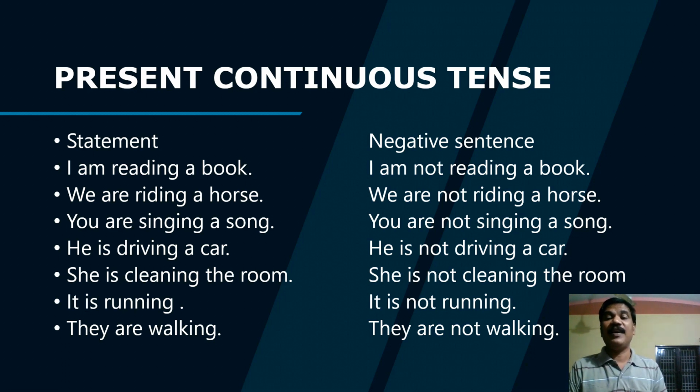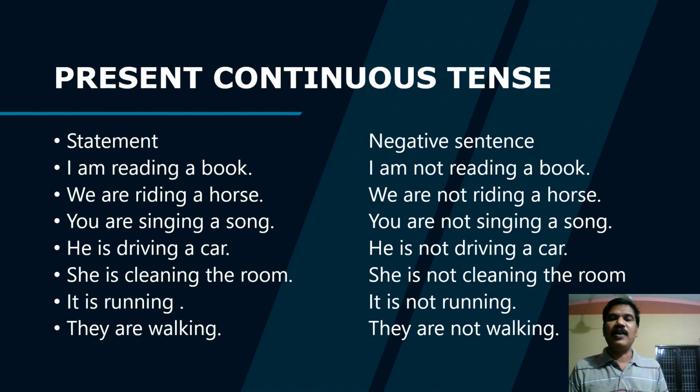We learned already how to construct present continuous tense. I am reading a book. నేను ఒక పుస్తకాన్ని చదువుచూ ఉన్నాను. When you want to say a negative sentence, you should use not. I am not reading a book. నేను ఒక పుస్తకాన్ని చదువుచూ లేను. We are riding a horse. మేము ఒక గుర్రాన్ని స్వారీ చేయుచూ ఉన్నాం. We are not riding a horse. మేము గుర్రాన్ని స్వారీ చేయుచూ లేము. Like this, understand the remaining sentences of English in our mother tongue, but think in English.